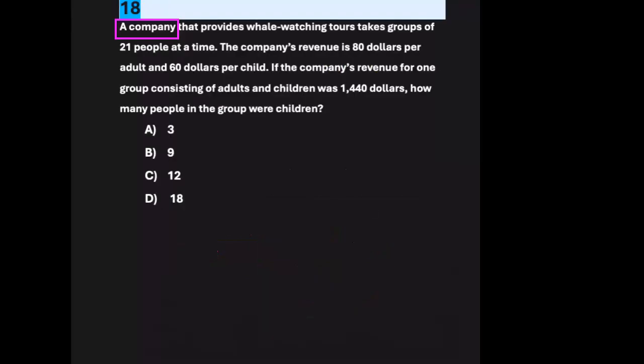This company takes a group of 21 people who are going to watch whales, and the company charges $80 per adult and $60 per child. And the total amount of money the company charges the 21 people is $1,440. And the question is asking, how many people in the group were children? We're going to set it up. Let us call the number of children x plus the number of adults y. And together they are 21 people.